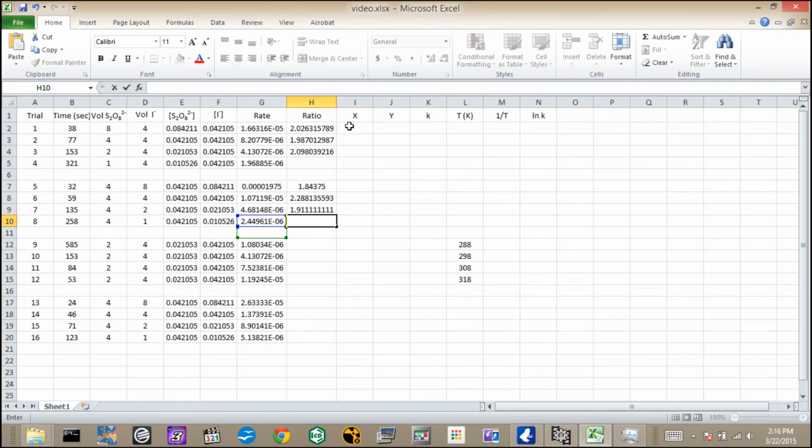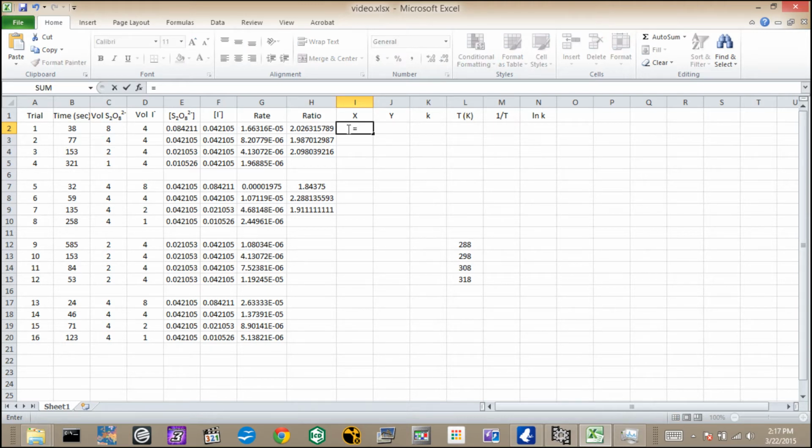Okay, so how do we get from that to X? Well, if you watched the first video, the mathematics of this concentration for the S2O8 in the first 4 trials simplifies down to the rate ratio, what I have just solved for in column H, is equal to 2 to the X. So I can kind of see that 2 to the X equals 2.02, so I'm pretty sure X is 1, but just in case I had some doubts, let's do it the right way.